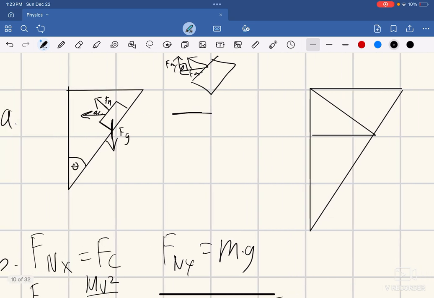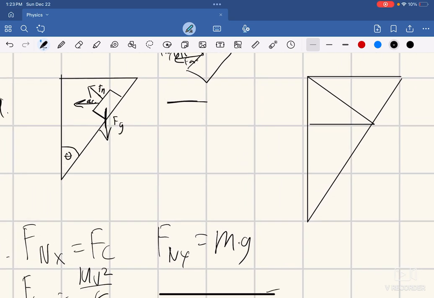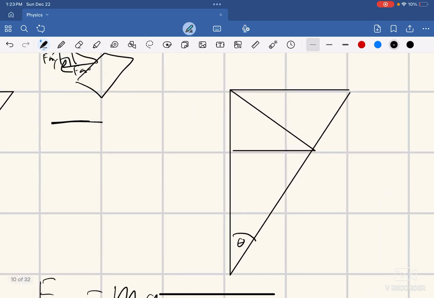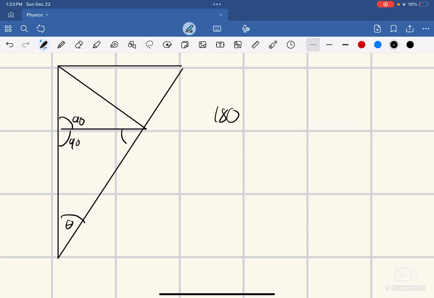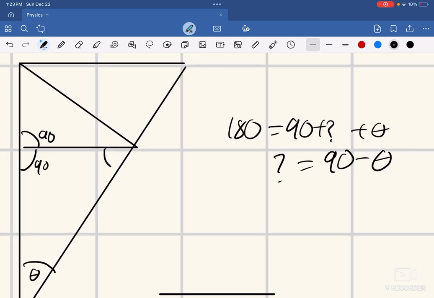This is specifically to understand what is happening with theta. Theta right here is just a variable. We know here this is 90, and this is 90, and because a triangle is made up of 180, let's just do a question mark for the other angle. 90 plus question mark plus theta is equal to 180. We can isolate the question mark, which gives us 90 minus theta, right? So let me replace that with 90 minus theta.